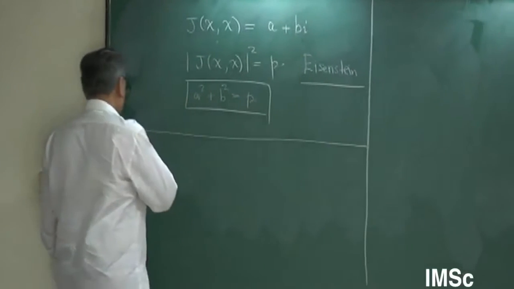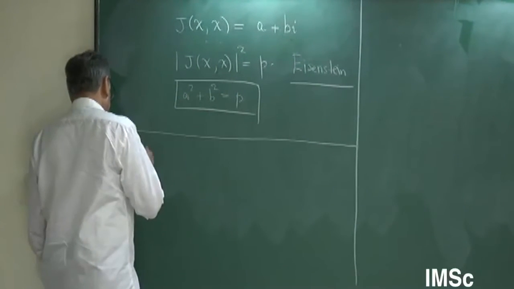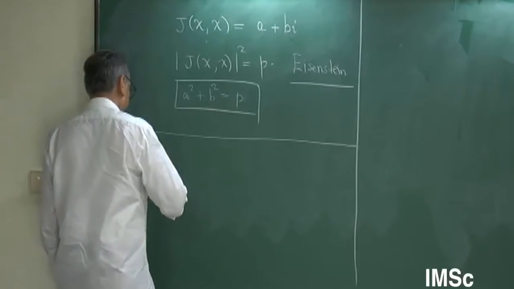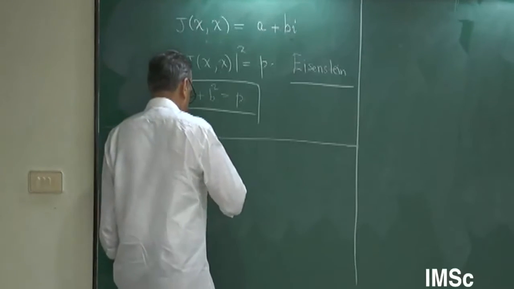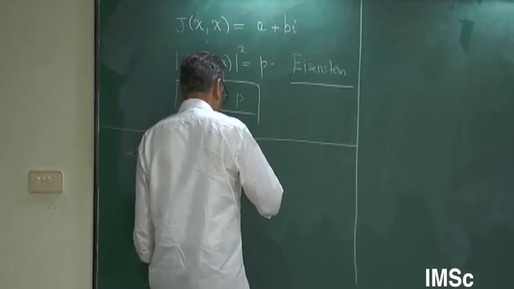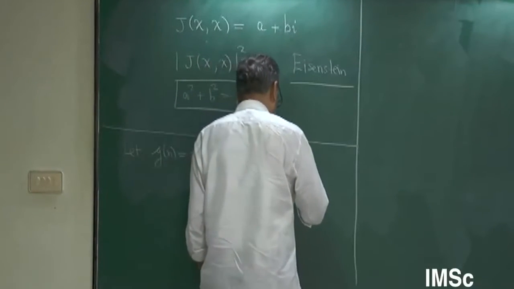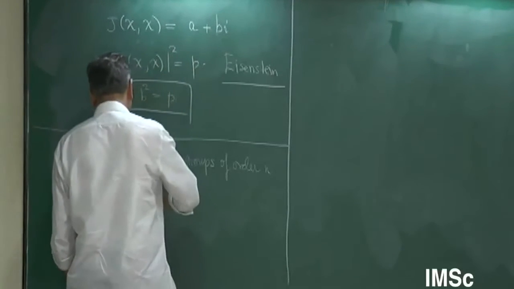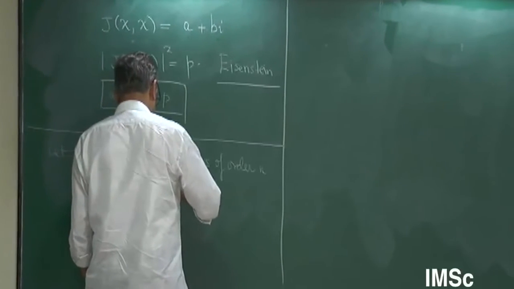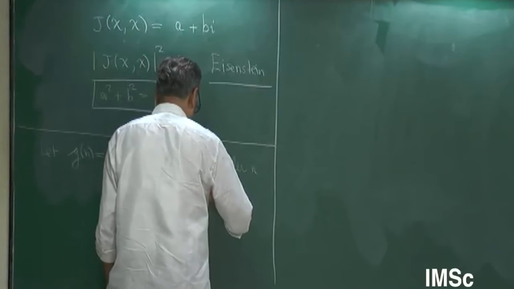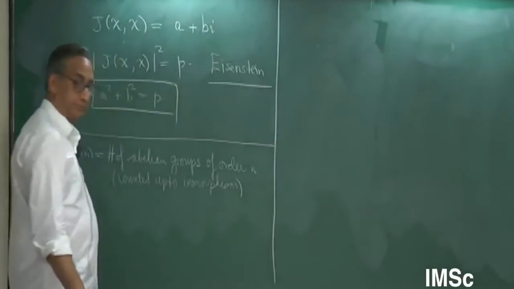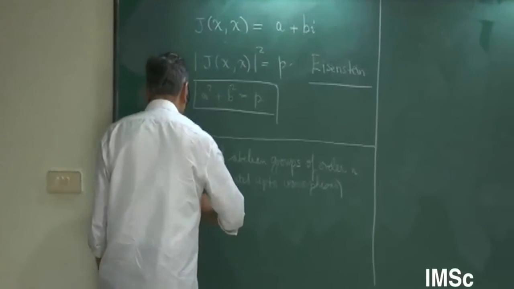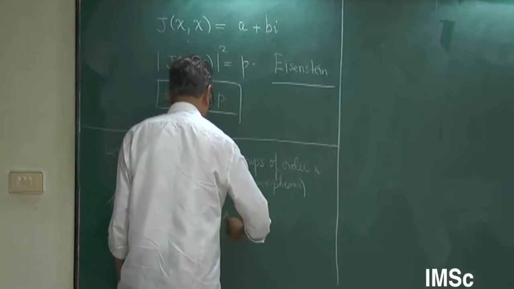So let me give you this other example that I promised earlier, and that is this business of counting abelian groups. Let G of n be the number of abelian groups of order n, counted, of course, up to isomorphism. And so you want to ask, can we study the summation of G of n for n less than x?